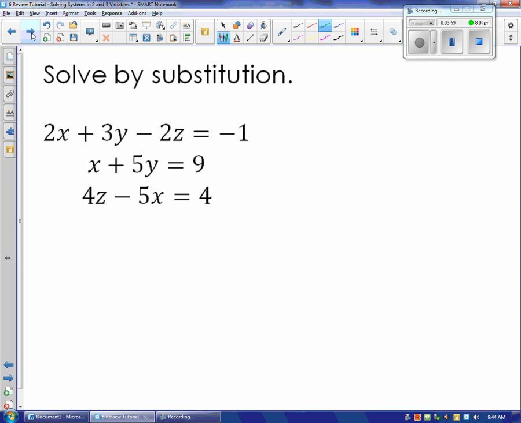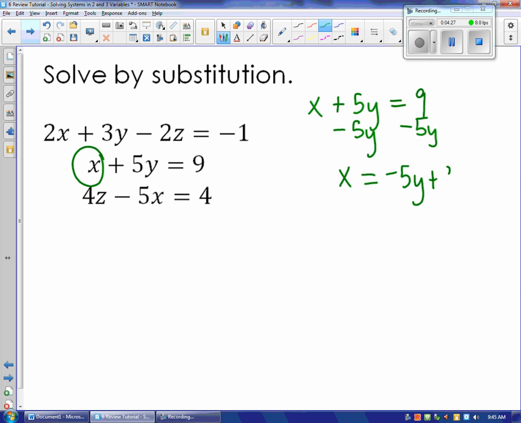And if I look at all the values of x, y, and z, the only variable that has a coefficient that's 1 is x in the second equation. That is going to be the easiest equation for me to get x by itself. If I rewrite it, I have x plus 5y equals 9. All I need to do to get x by itself is to subtract 5y from both sides. And now I know that x is equal to negative 5y plus 9.